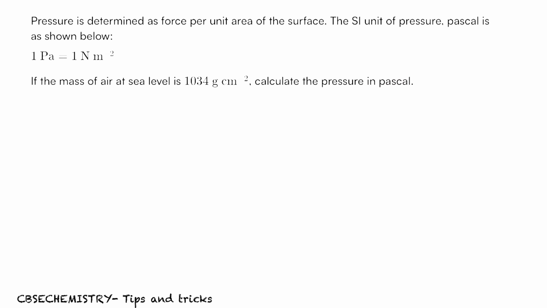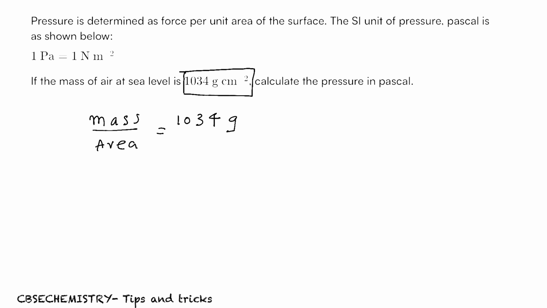If you check the question, you can see that they have given the mass of air at sea level. What is that? 1034 gram per centimeter square. See, it is not simply mass, it is actually mass per area, correct? It is not simply 1034 gram, it is 1034 gram per centimeter square. So what we can write? Mass by area is equal to 1034 gram per centimeter square, correct?